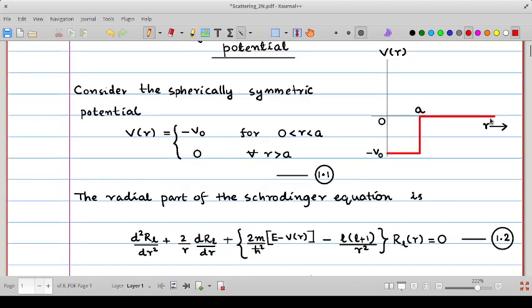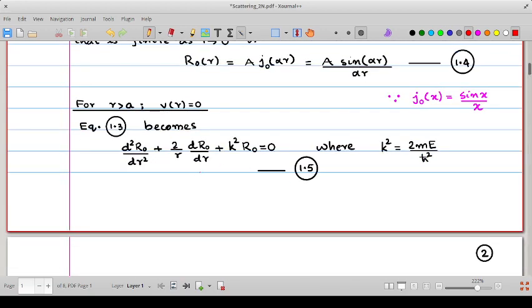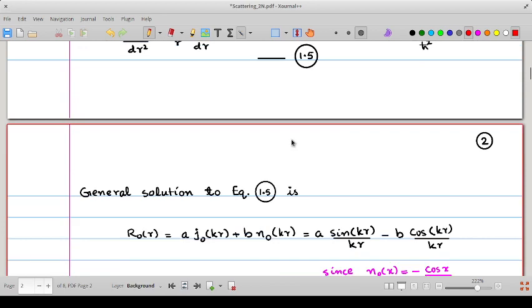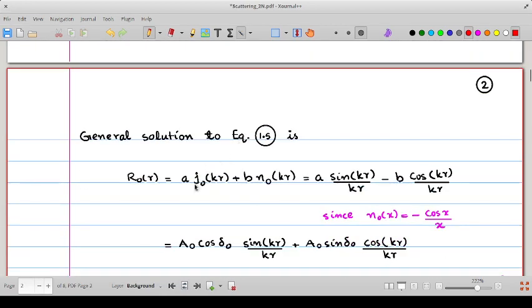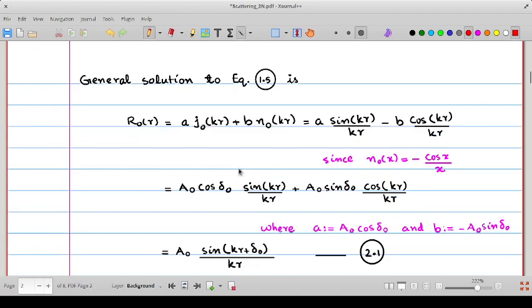Now for r greater than a, the potential is 0 and the Schrodinger equation becomes this. Instead of alpha squared, we have k squared here, and k squared is equal to 2mE/ħ², since V is 0 here. The general solution to this equation is again a linear combination of the spherical Bessel function and the spherical Neumann function. In this case, the solution is applicable only to values of r greater than a. So we do not have the requirement that this solution be valid at r equal to 0, and therefore we can include the Neumann function also here.